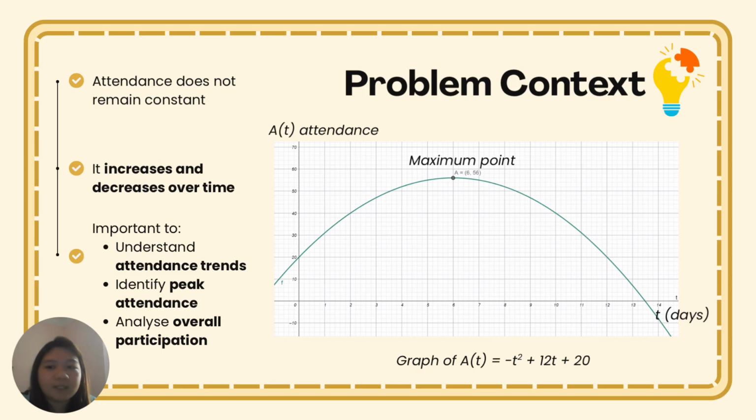This pattern helps us understand how attendance behaves over time. It allows us to identify the overall trend, determine the peak attendance, and analyze overall student participation. Therefore, it is important to use a mathematical method such as calculus to model and better understand this real-life situation.